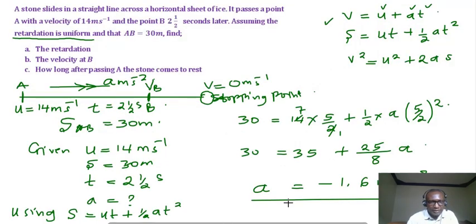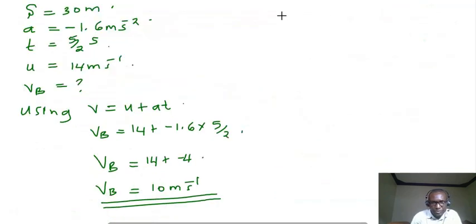How long after passing A does the stone come to rest? So how long does it take to move from A to this point? Already we know that the stone is coming to rest. That means the final velocity at the point where it stops is 0 meters per second. We have the initial velocity and we need to find the time, how long.